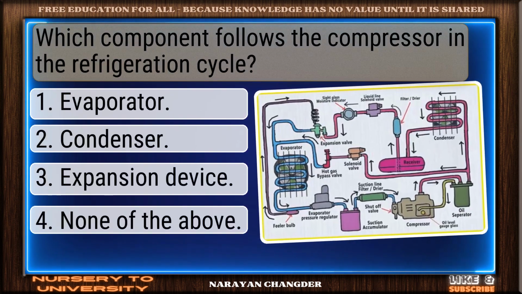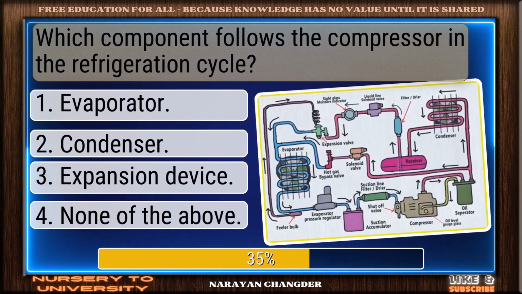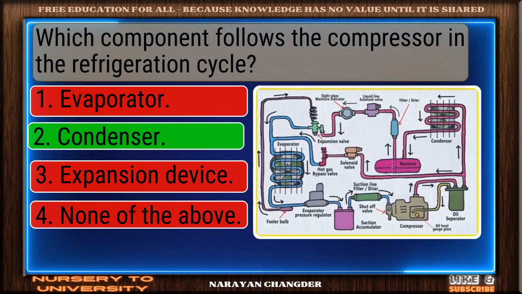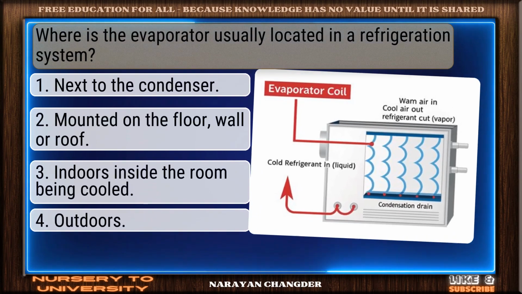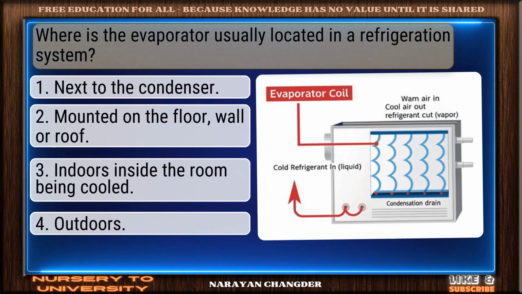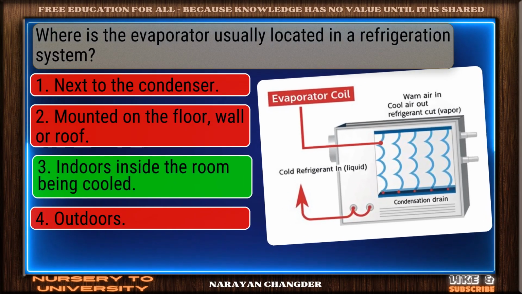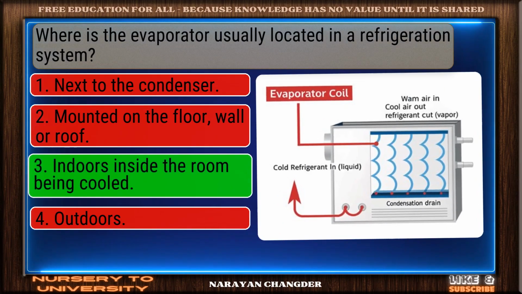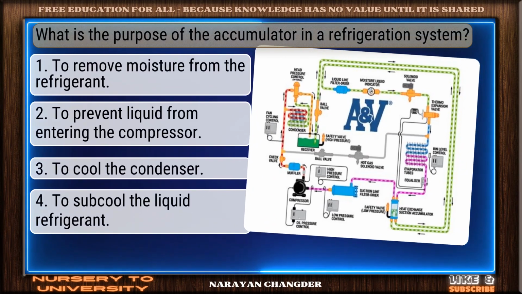Which component follows the compressor in the refrigeration cycle? Strong choice. Condenser is the right answer. Where is the evaporator usually located in a refrigeration system? Excellent choice. Indoors, inside the room being cooled is the right answer. What is the purpose of the accumulator in a refrigeration system?